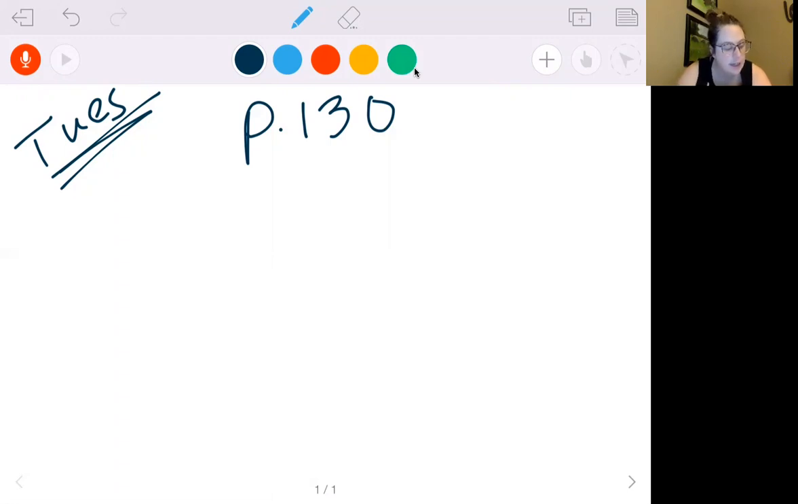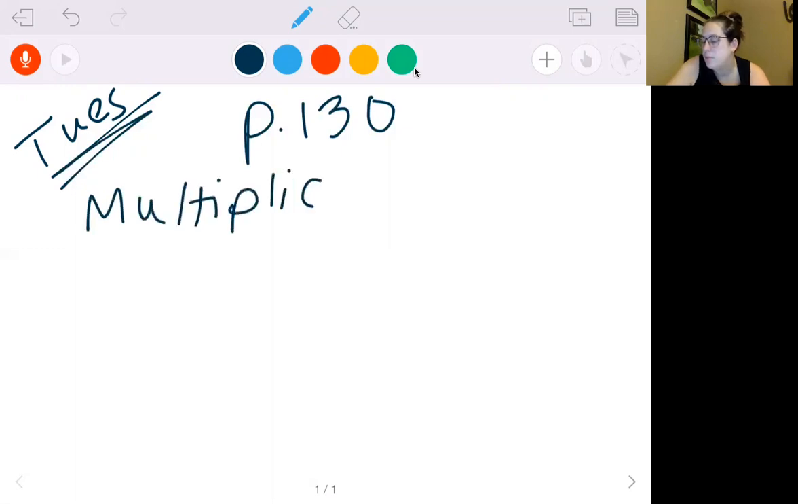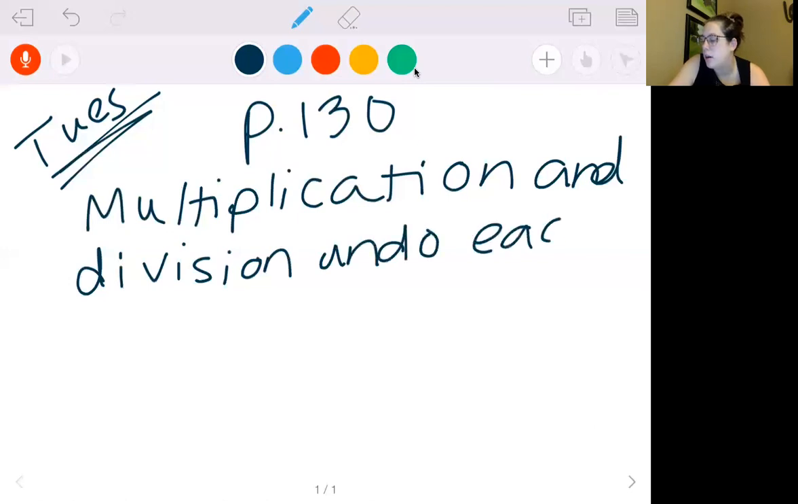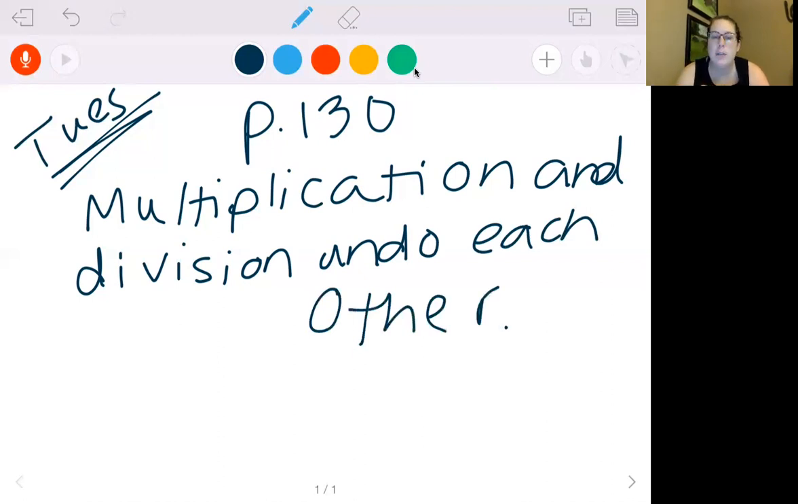Multiplication and division are related. Division undoes multiplication and multiplication undoes division. So I want you to write that down. Multiplication and division undo each other. Remember when we talked about checking our work with different operations? This is where this comes in. Find the related multiplication fact for 24 divided by 8 to help find the quotient.